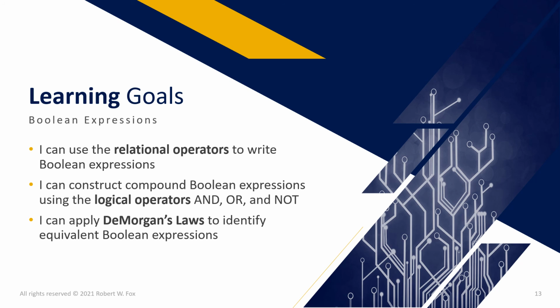So that's it. After watching this lesson, you should be able to use relational operators and write Boolean expressions in Java. You should be able to construct Boolean expressions using the logical operators and, or, and not. And what should be fairly new to you is that you can apply De Morgan's laws to identify equivalent Boolean expressions.